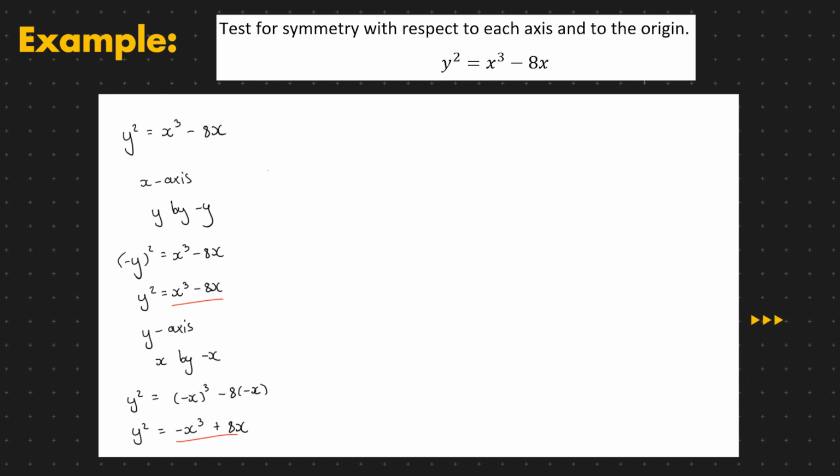And lastly, if we're going to test if there is any symmetry in the origin, we're going to replace y by negative y and x by negative x. So we're going to have negative y squared is equal to negative x to the power of 3 minus 8 times negative x. So this will give us y squared is equal to negative x to the power of 3 plus 8x. So we're going to see again we don't have an equivalent equation. So we will only have symmetry in terms of the x-axis.